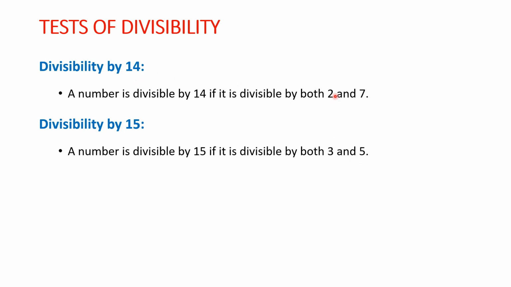So for 14, we are considering 2 and 7 because 2 sevens are 14. And for 15, we are considering 3 and 5 because 3 fives are 15. This is how we have to find the divisibility.